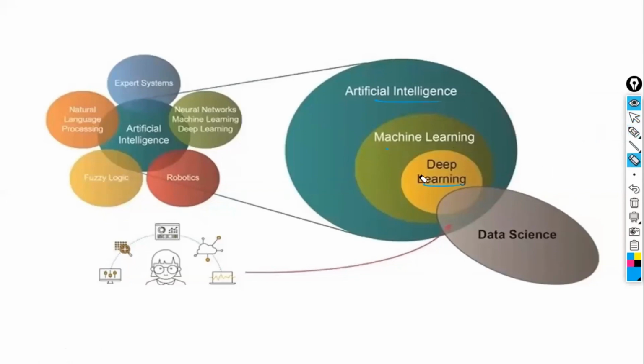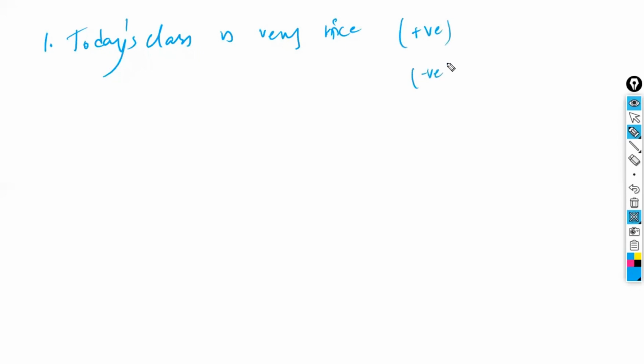Machine learning means, now you are learning from me, right? Now I am writing one thing: Today's class is very nice. Assume this is the statement. Today's class is very nice. Now tell me whether it is a positive statement, a negative statement, or a neutral statement. How can you say this? By using the words very nice. Why does very nice come under positive? Who told you that?